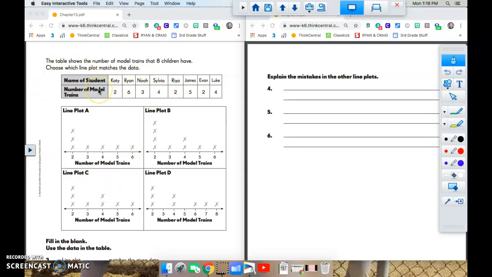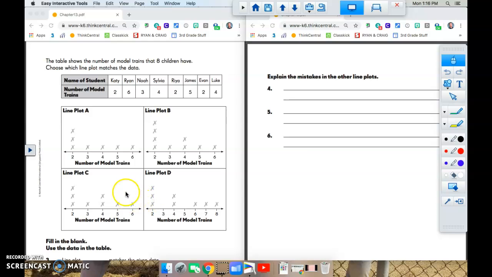So let's look, we'll just start with our number 2's here. So we have 1, 2, we have 3 2's. So I'm going to look at our 2's, line plot A. I see 3 x's over the 2. Oh, so right away we know letter B is gone, because that has 4 x's on the 2 instead of 3. There's only 3 there. So A is still in. Line plot C, there's 3 there, and D, there's 3 there.